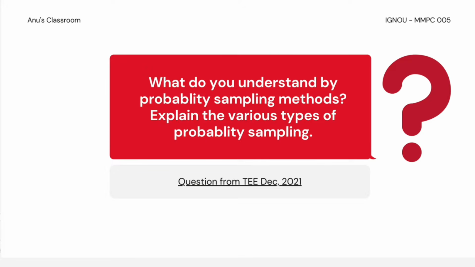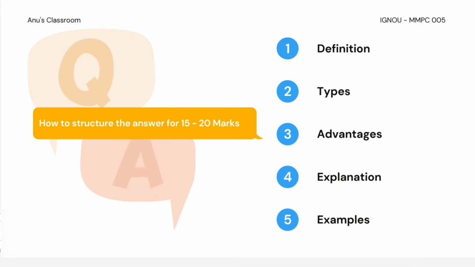This question is from your term end examination which happened in December 2021, so last year. Okay, we are going to write December 2022's examination. This came as a 15-mark question in that question paper in section A. Okay, so how do we write the answer for this question for around 15 or maybe 20 marks is what we will see. So this structure actually we can apply for many of the theory type questions.